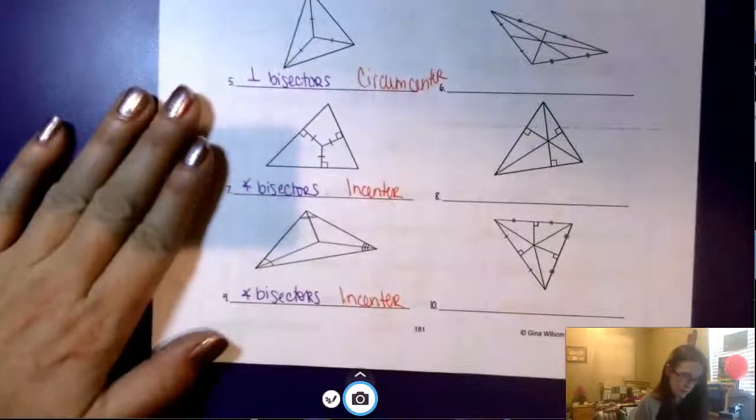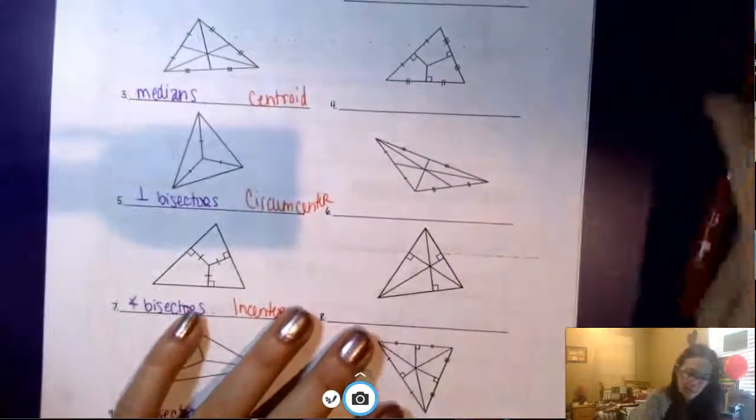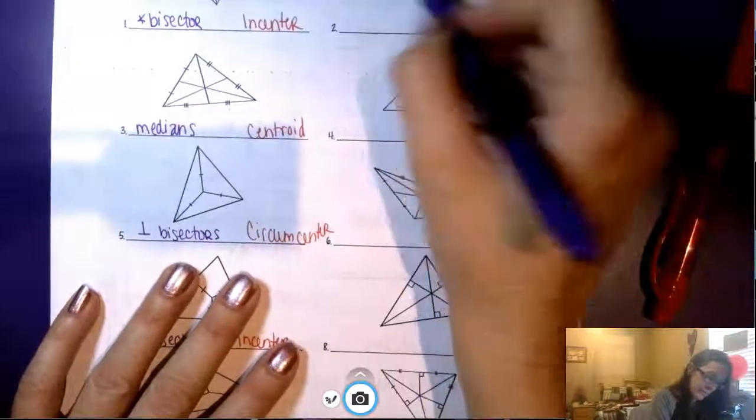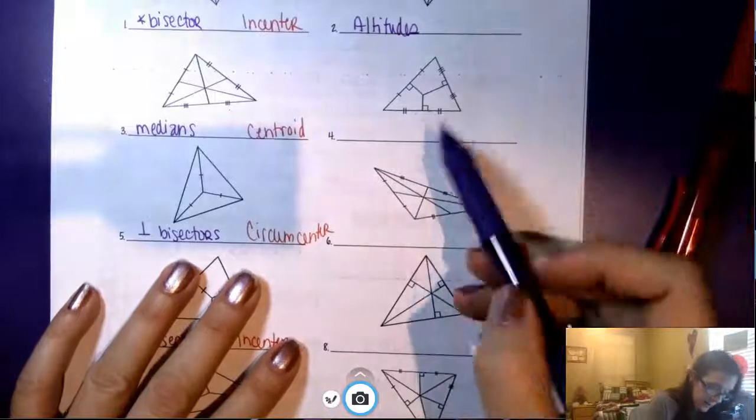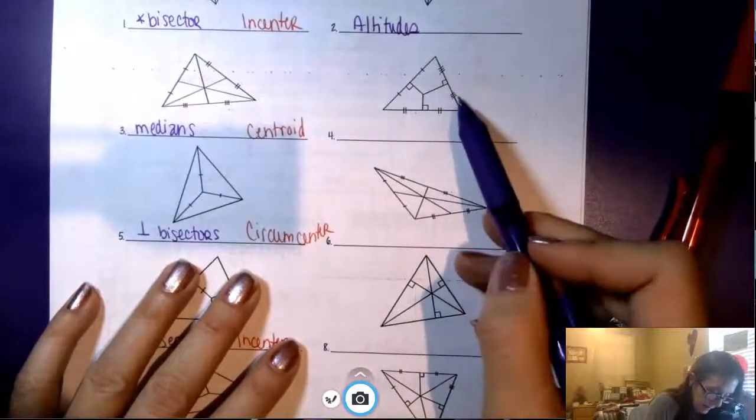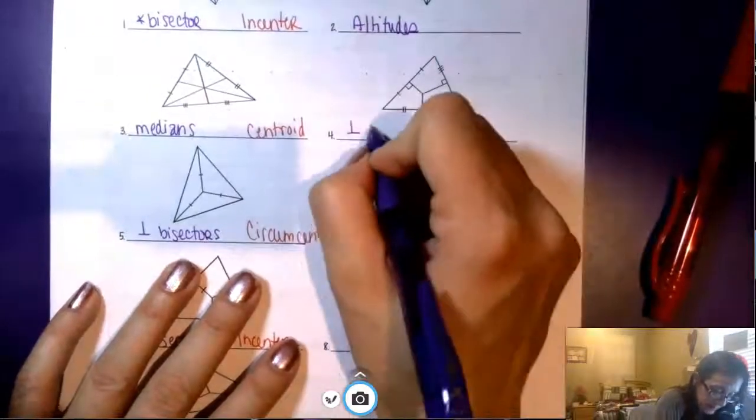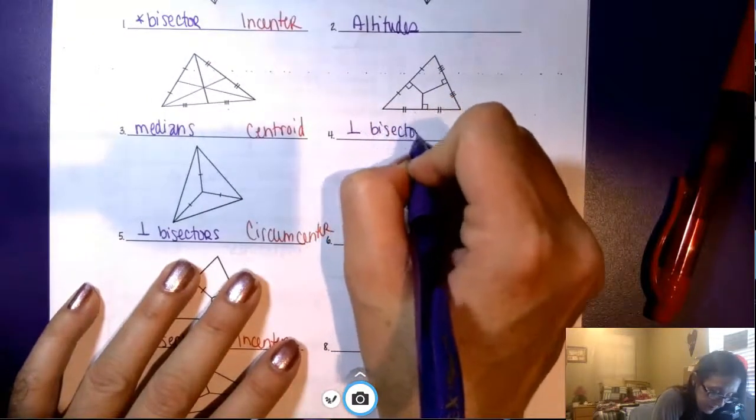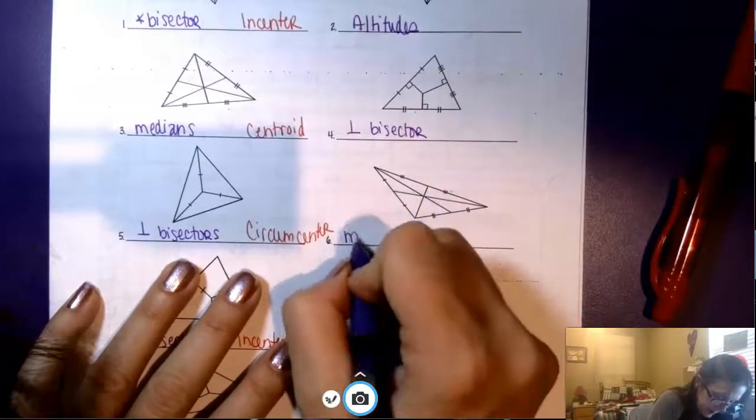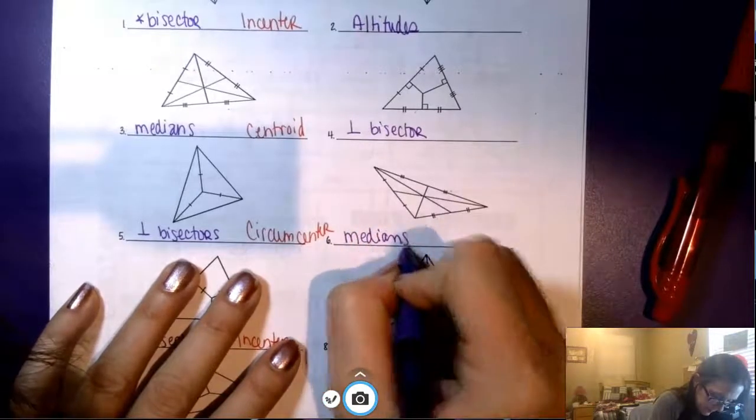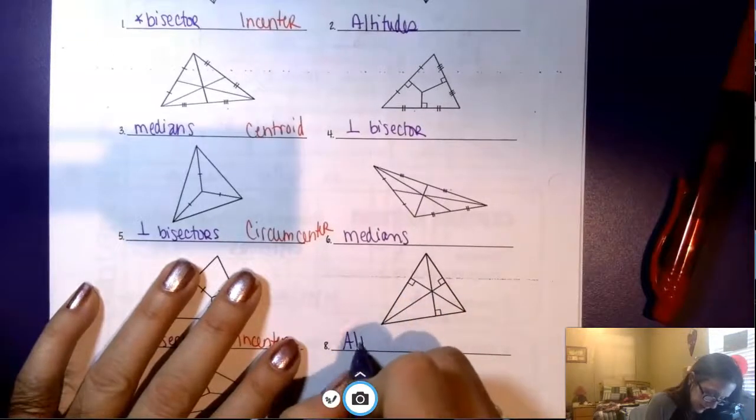Interesting. Okay, on the next page over here, now these ones are altitudes. Those were heights, these are altitudes. These ones are cutting the side in half, and they're perpendicular. That makes it a perpendicular bisector. These ones went from the vertice to the middle. These are medians. From the vertice perpendicular, these are altitudes.